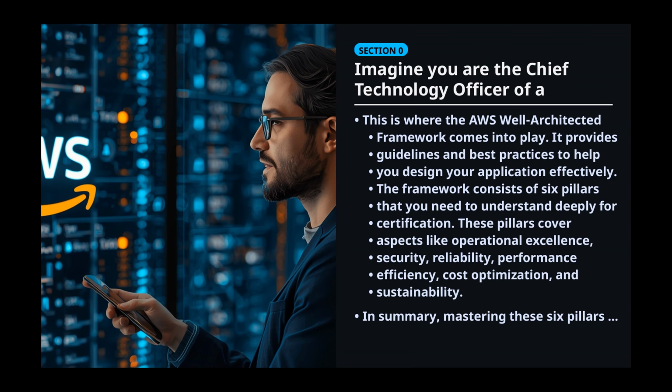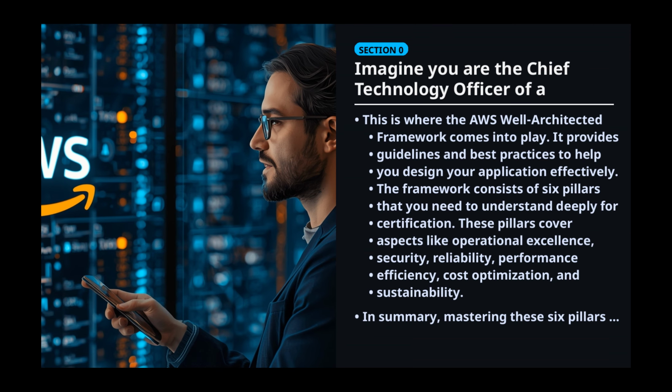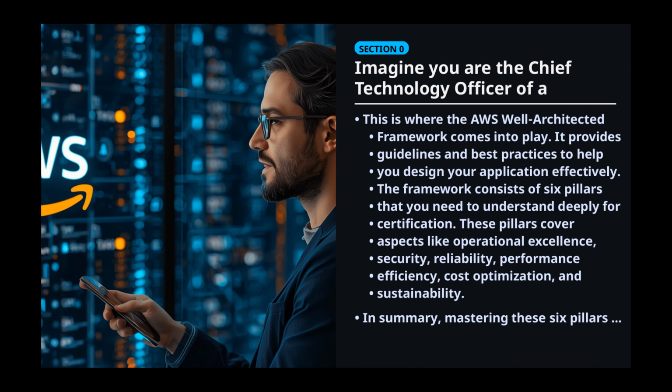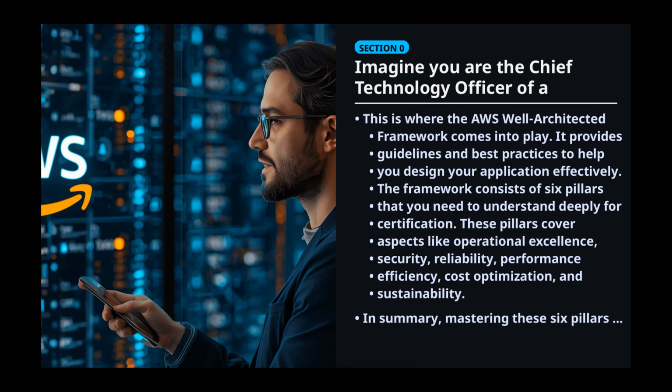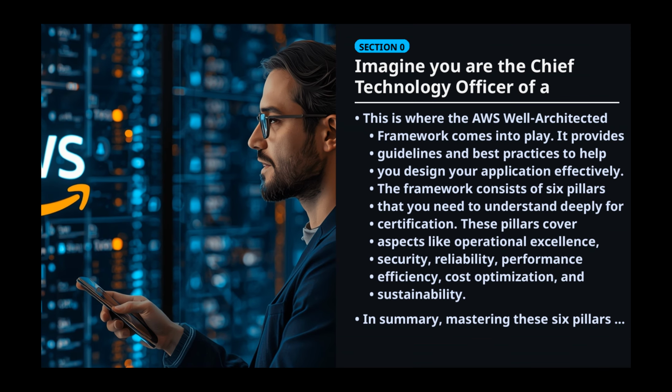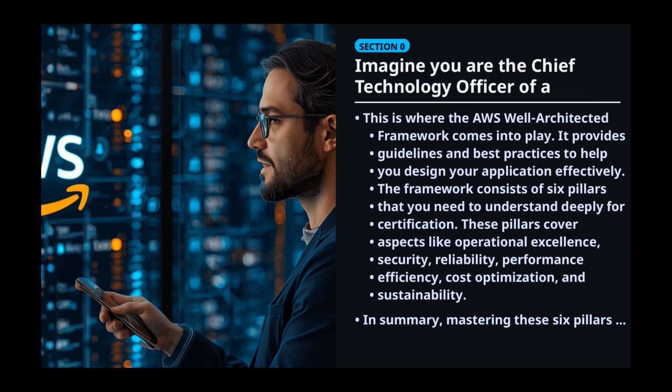This is where the AWS Well-Architected Framework comes into play. It provides guidelines and best practices to help you design your application effectively. The framework consists of 6 pillars that you need to understand deeply for certification. These pillars cover aspects like operational excellence, security, reliability, performance efficiency, cost optimization, and sustainability. In summary, mastering these 6 pillars is crucial for anyone looking to build robust applications on AWS.